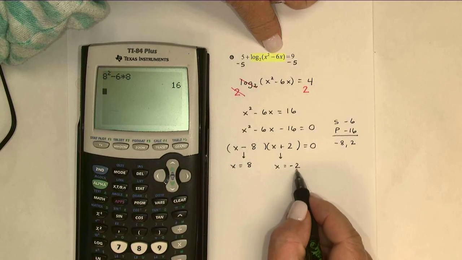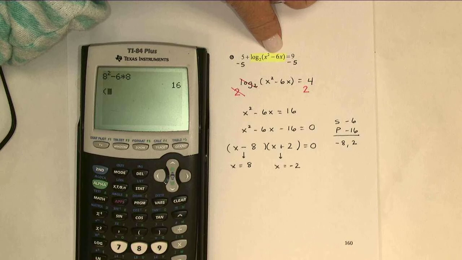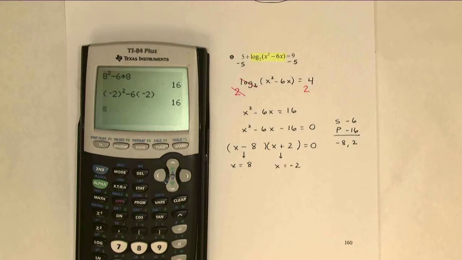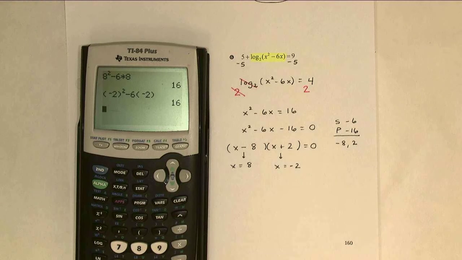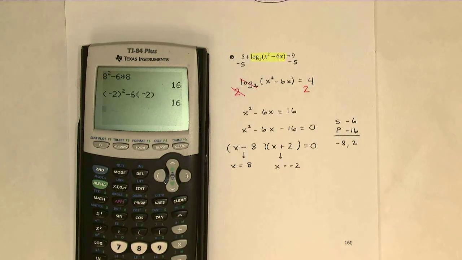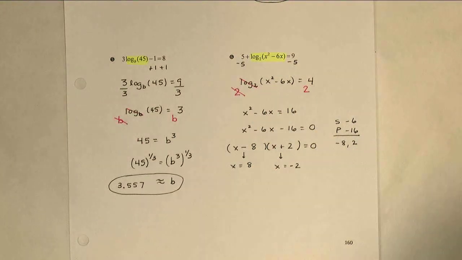I can take the log of a positive number. Let's also double check the negative 2. Negative 2 squared minus 6 times negative 2. That's also 16, also positive. So those are both legitimate answers. Had either one of them made what's inside the log negative, I would have had to throw it away as a possible solution.